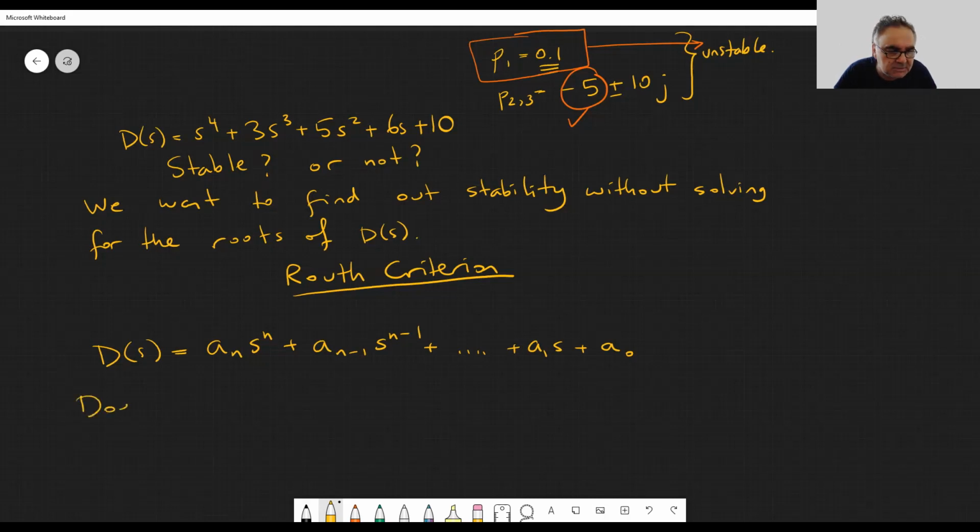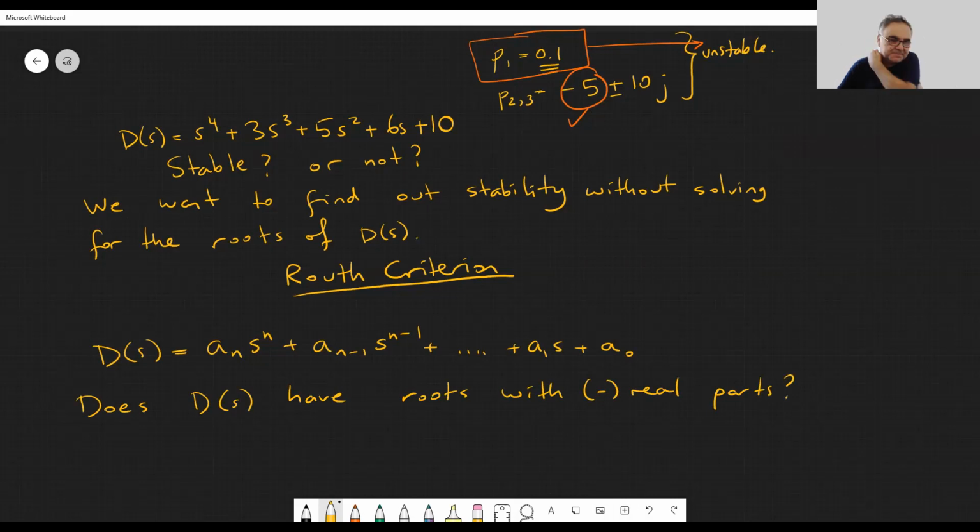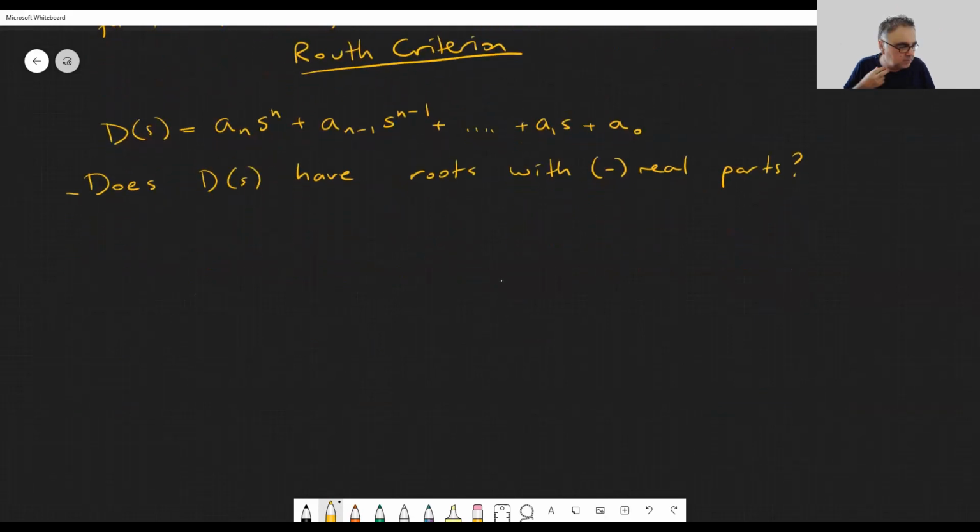We want to find out whether such a polynomial has poles with negative real parts. So the question is, does D of S have roots with negative real parts? We want to find this out. This is trivial for simple systems, but for large systems, this might be a problem, and we can use this as a tool for design and analysis. Now, there is a necessary condition only.